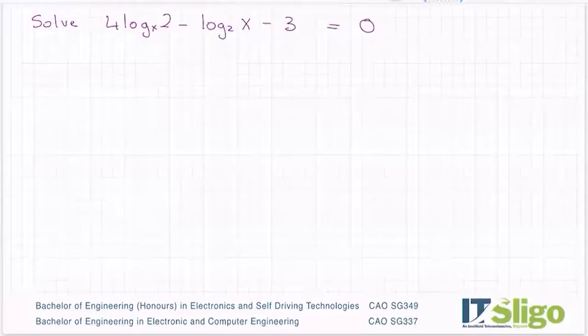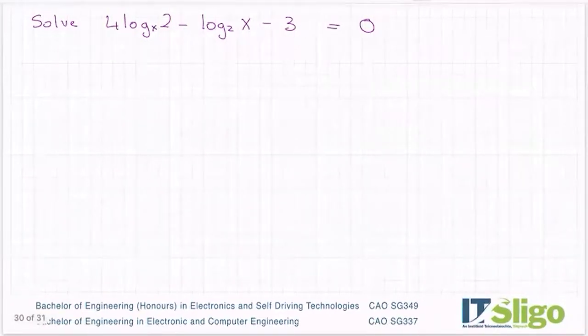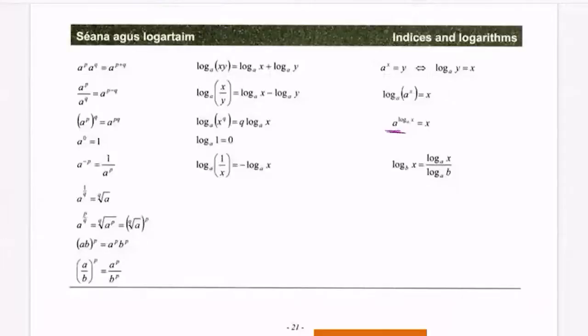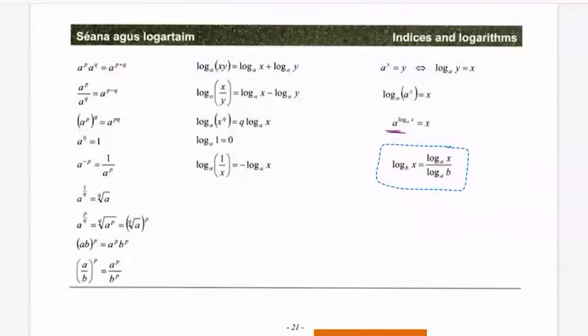Okay, let's have a look at this change of base one. So again, solve 4 log to the base x of 2 minus log to the base 2 of x minus 3 equals 0. Why do I call it a change of base? Well, when I'm looking at the base numbers, can you see that they're different? For as long as they are different, we can't really use the rules of logs. So what you have to do is change the base number of one of them so that they match.